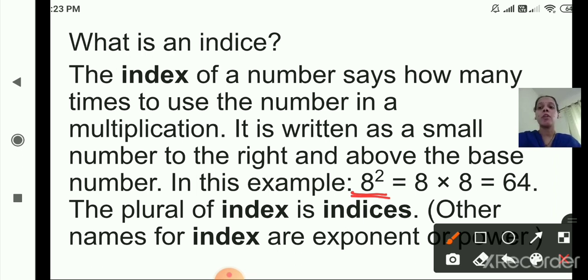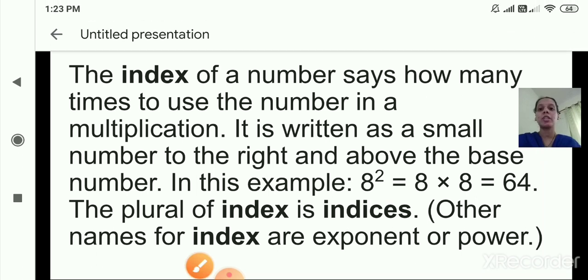Other names for index are exponent or power. The other names which we are using for index, that is exponent or power. So in this 8 raised to 2, 8 is the base and 2 is the index or exponent or power. Okay, hope you are clear with this.